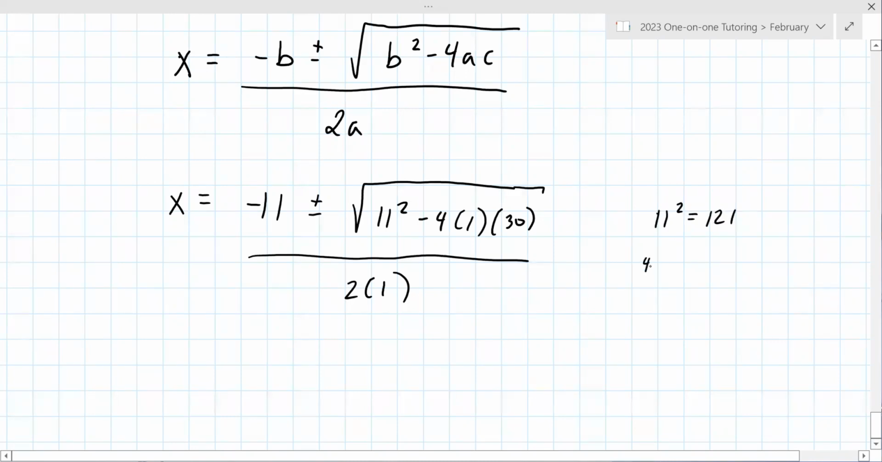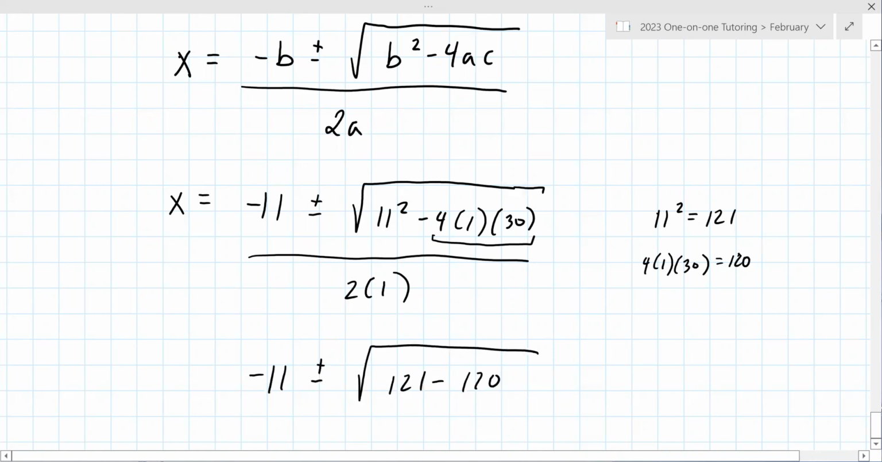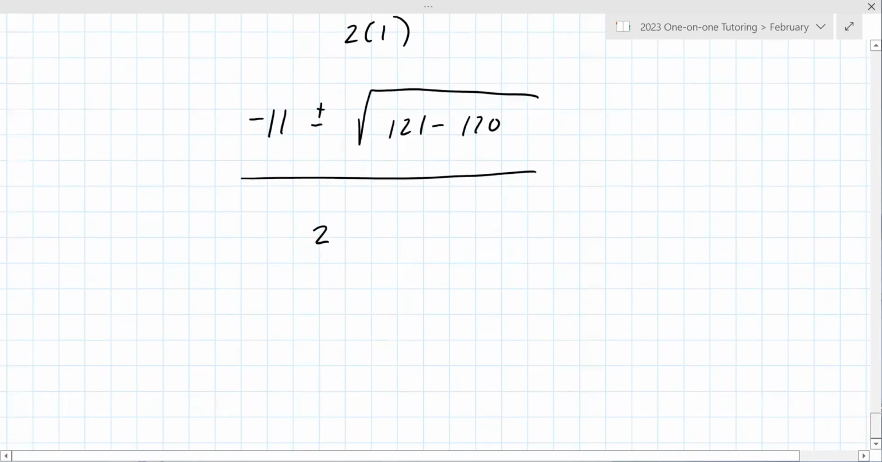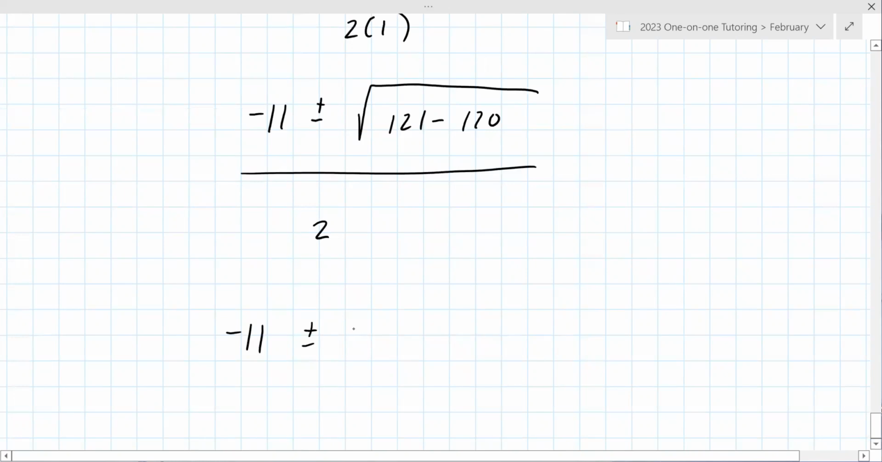And then minus 4. So you're multiplying all this first. 4 times 1 times 30, so 4 times 30 pretty much. So 120. So the part under the root, you subtract: it's 121 minus 120. And then you get 1. So it's minus 11 plus or minus the square root of 1, over 2. What is the square root of 1? 1.